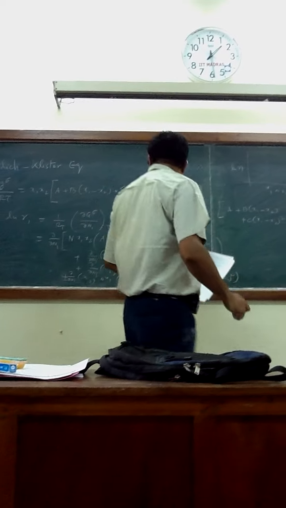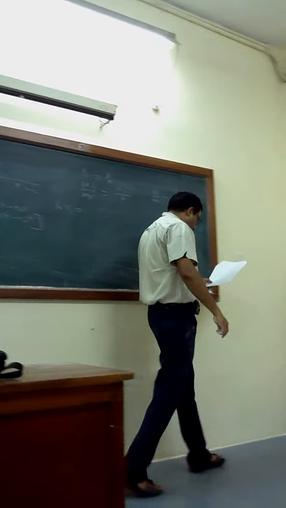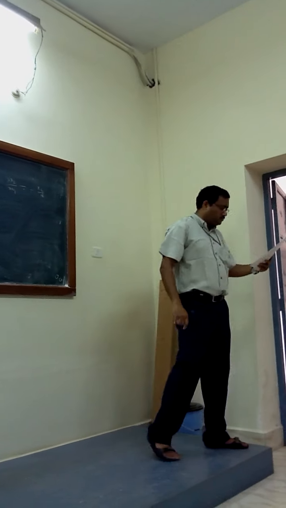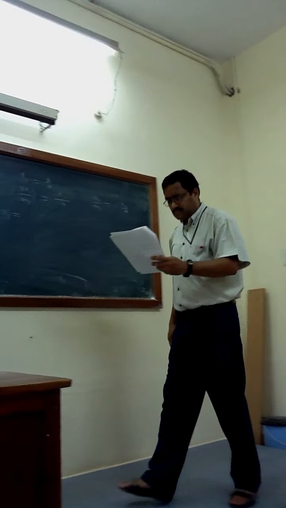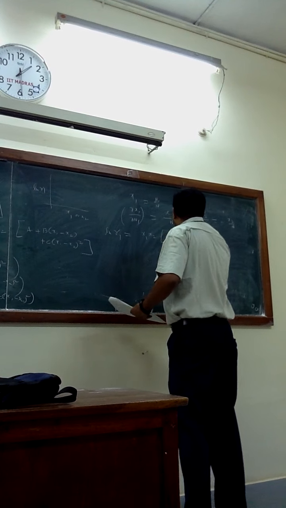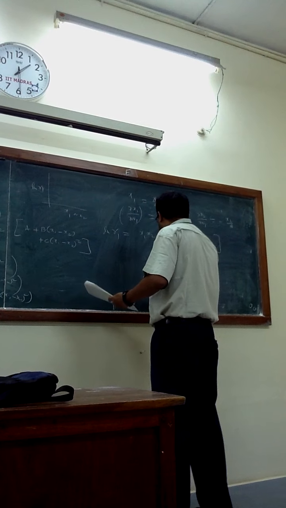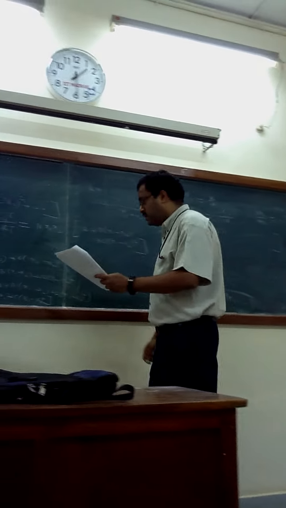Now the final step, ln gamma 1. How much? I am giving you the clues. You have to fill up x1, x2. First you tell me what this term is.